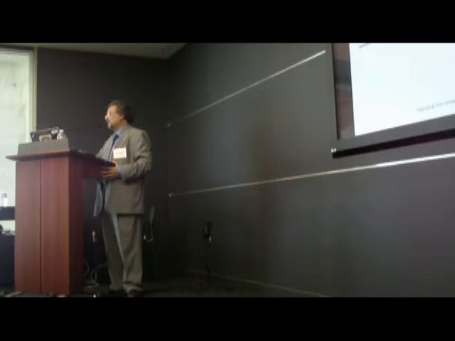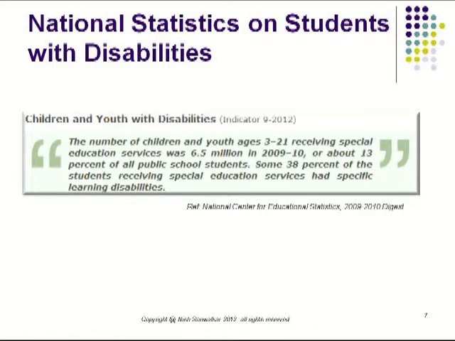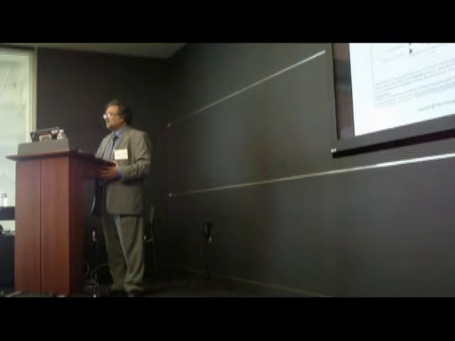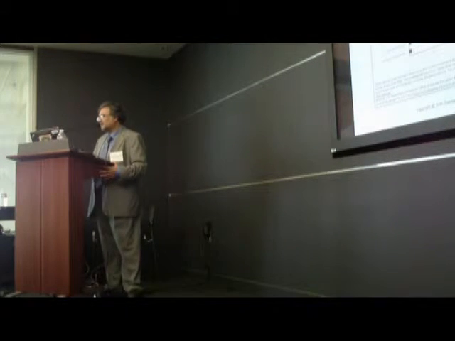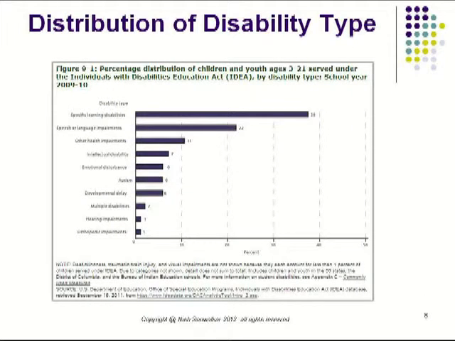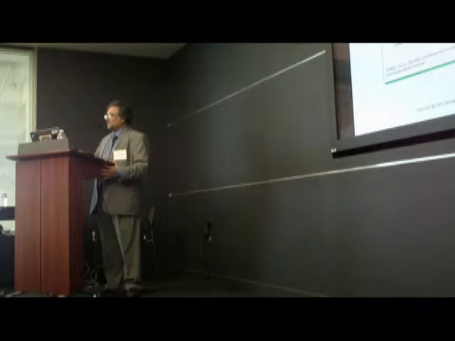So if you look at the number of disabled students from 3 to 21 years old, you see that there are 6.5 million students, and that's reaching about 13% of the student population. It's a staggering number. And that's what has been said earlier as well in the morning talk. If you look at the distribution of disability types, there are larger percentages in specific learning disabilities, which include dyslexia, dyscalculia, dysgraphia. All of these are specific disabilities, but there is also an increasing number in autism spectrum and other kinds of disabilities.